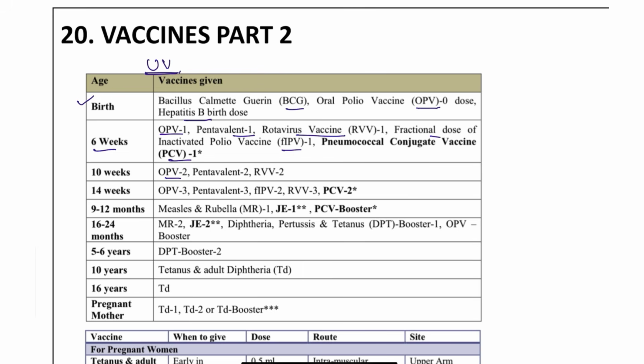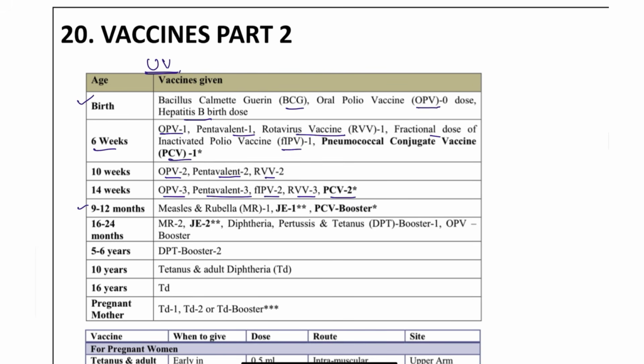At 10 weeks, OPV 2, pentavalent 2, rotavirus 2. At 14 weeks, OPV 3, pentavalent 3, IPV 2, rotavirus 3, and PCV 2. At 9 to 10 months, you are going to give MMR, JE, Japanese encephalitis, especially in endemic areas, and PCV booster. At 16 to 24 months, measles vaccine dose 2, Japanese encephalitis 2, and the DPT booster and OPV booster are given. At 5 to 6 years, DPT booster 2. At 10 years, TD vaccine, and at 16 years, TD vaccine.